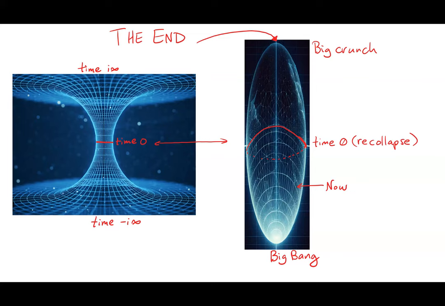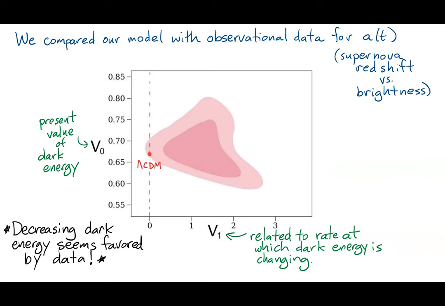Sorry, I have a question. Oh, yeah, please. If you could go back a couple of slides, you had a grid, this one here. I'm just wondering if you could describe that again in terms of why dark energy would decrease. I just missed that part.